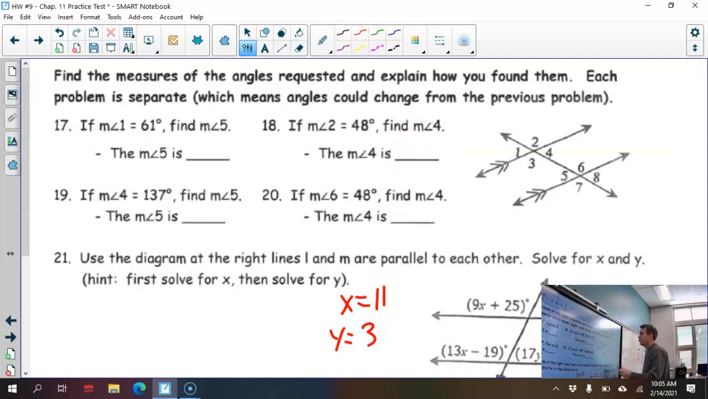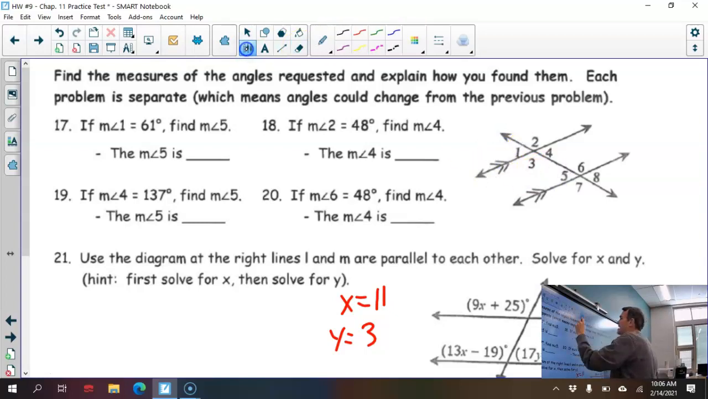So first we have angle 1 and angle 5. You need to know that angle 1 and angle 5 are corresponding angles. And because they're corresponding angles, they're equal. So if angle 1 is 61, then angle 5 is also 61, right?